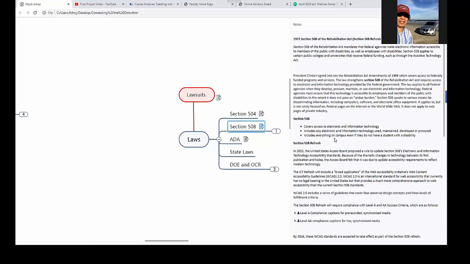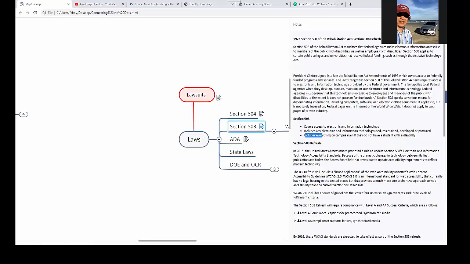Okay, it includes everything on the campus, even if they do not have a student with disability. Now, this is one of the sticky points with a lot of faculty, who think, oh, I don't have one, so I may have to wait until one of these days when it happens or when the access office contacts me. All right. So because of this, the electronic or IT stuff, suddenly, it has a little bit of expansion here.